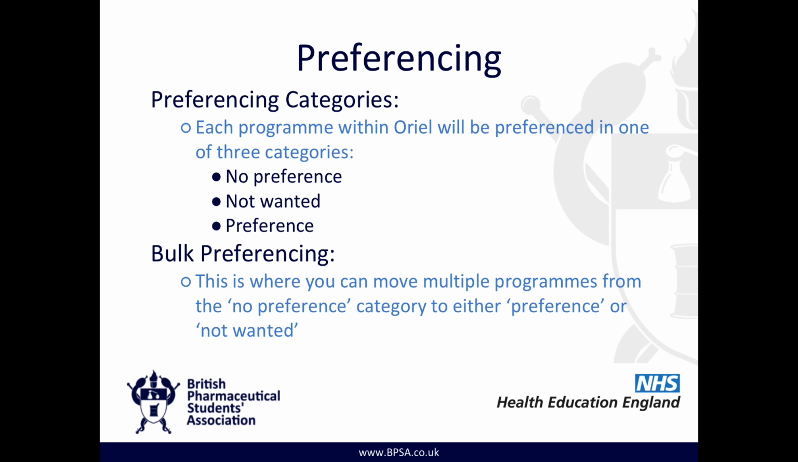Bulk preferencing. This is where you can move multiple programmes from the no preference category to either the preference category or the not wanted category. This is particularly useful for a number of different reasons. For example, if you're applying to only programmes that support Tier 2 visa applications.